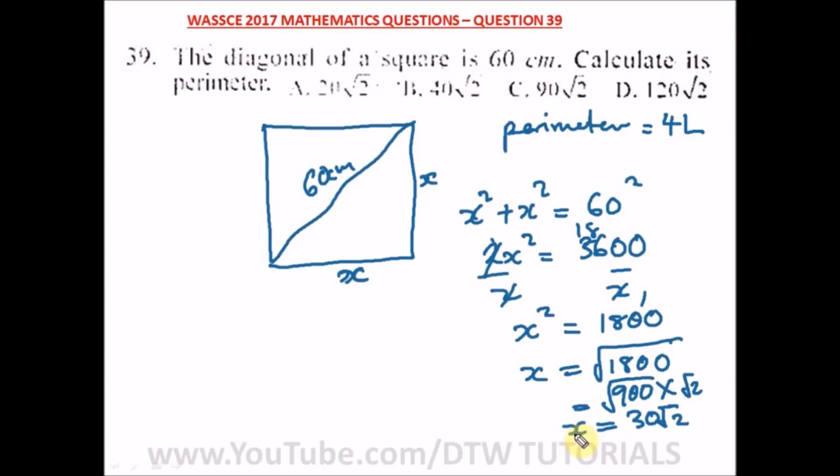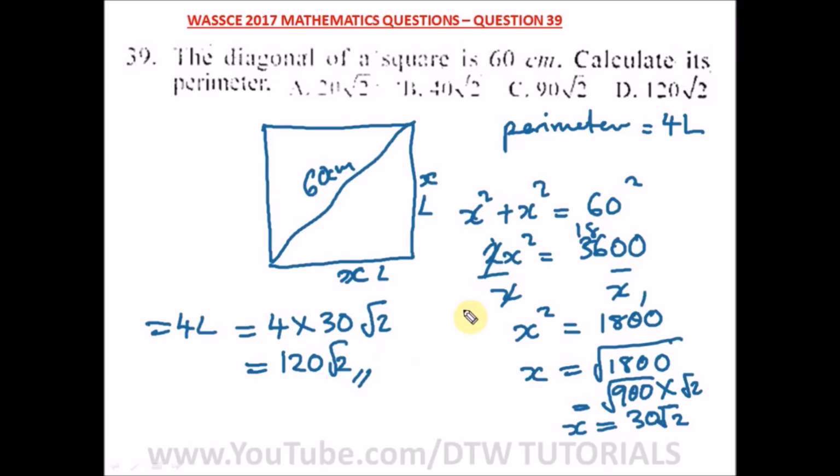Okay, since we know the value of x as 30 root 2, which is our side, which is L. Okay, so since we've gotten our side, what is the perimeter? Perimeter is equal to 4L. That is 4 times 30 root 2. And what's 4 times 30 root 2? That is 120 root 2. So our answer is 120 root 2, and our right option here is option D.